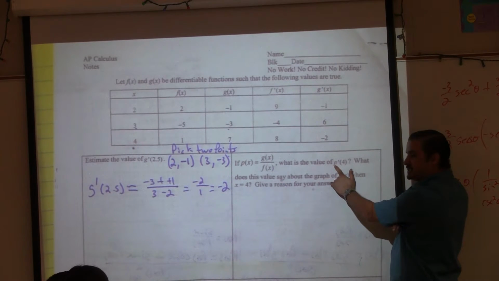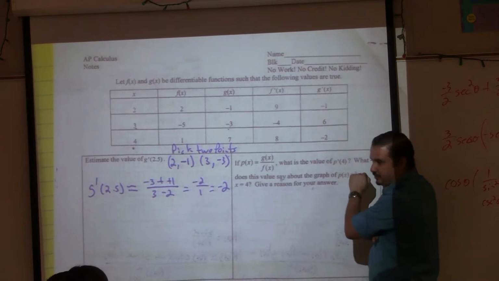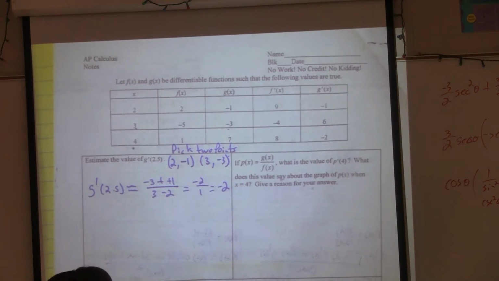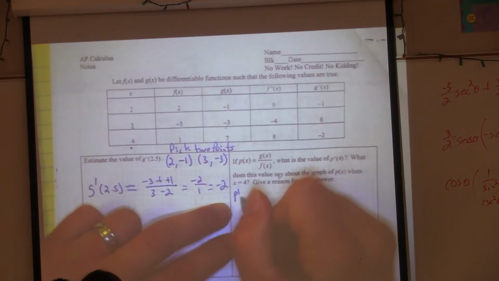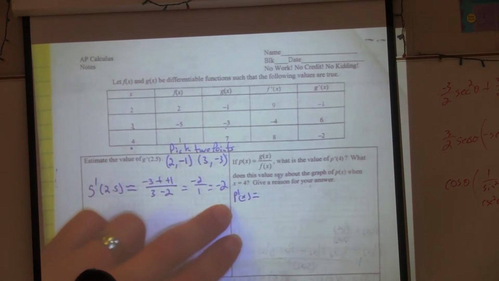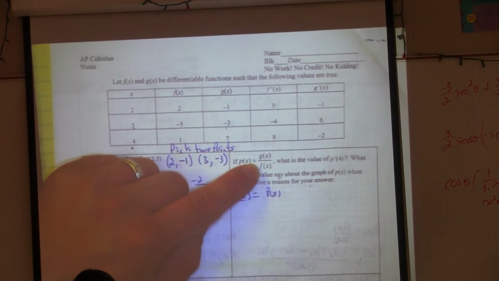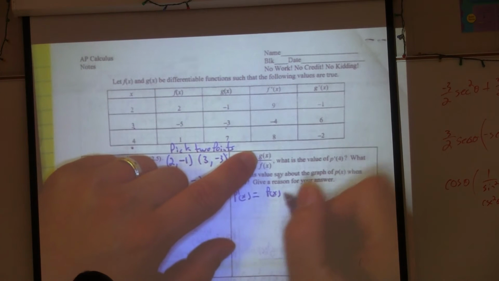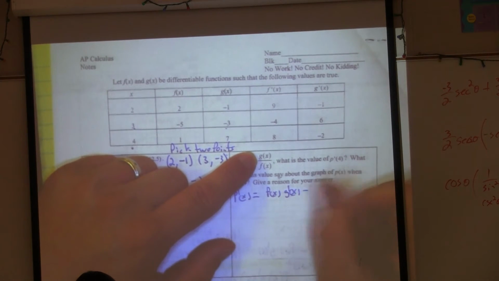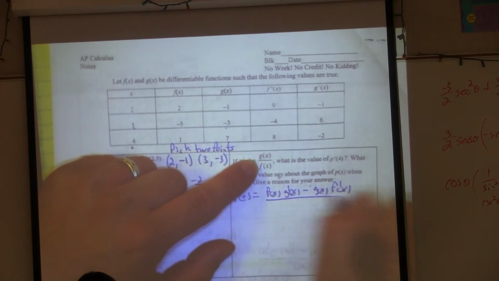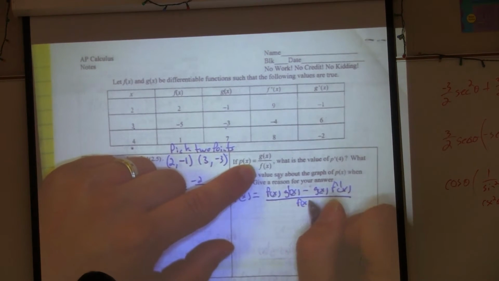I need to find the equation of the derivative, right? So I need to know what p prime is first, Elia, before I can plug in the 4. I know what p is, not p prime. Okay, so how do I find p prime? Quotient rule. So let's do it. Low, f of x. I'll say the rule, you tell me what to write, okay? So low, f of x. D high, minus high, d low, over low squared.